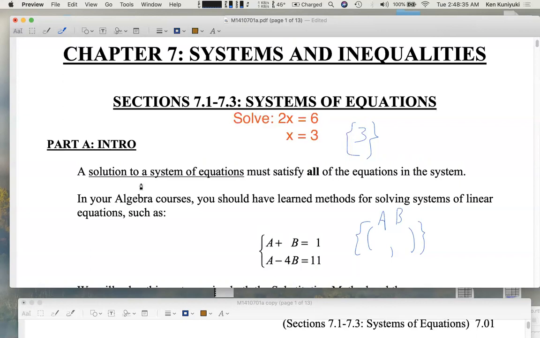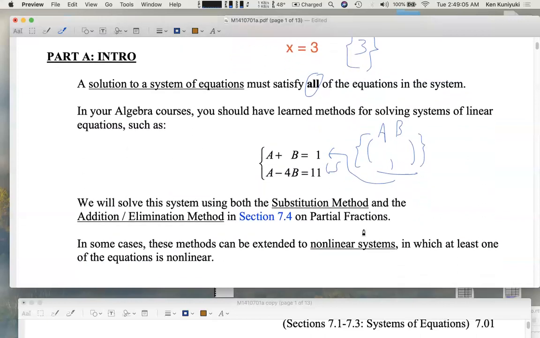Now, a solution to a system or group of equations must satisfy all of the equations in the system. So here, the value for A you get and the value for B you get will have to satisfy both the first equation and the second equation. This ordered pair must satisfy all the equations, must solve all the equations in the system in order to truly be a solution.